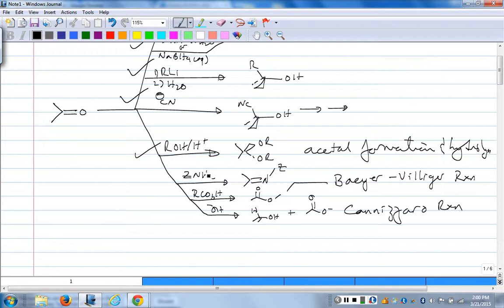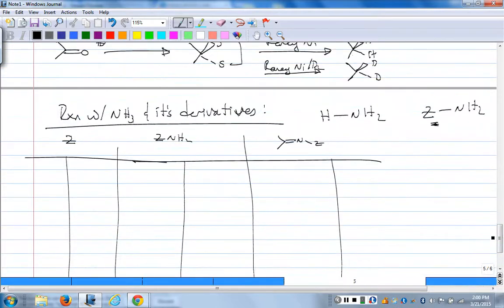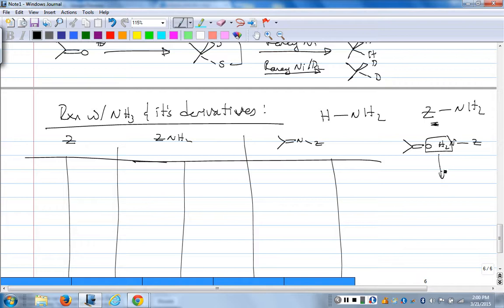So basically, what we've essentially done is we've taken the carbonyl compound, reacted it with ZNH2, and we're going to extrude water and generate the product, right? This is called a condensation product, because it's formed when you lose water. It's called a condensation reaction.